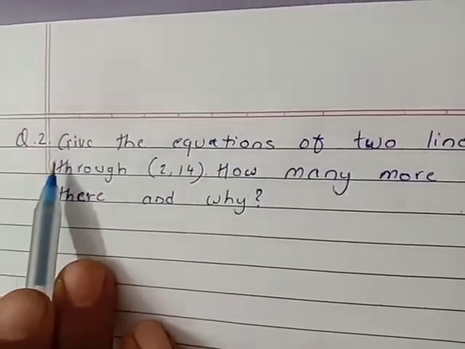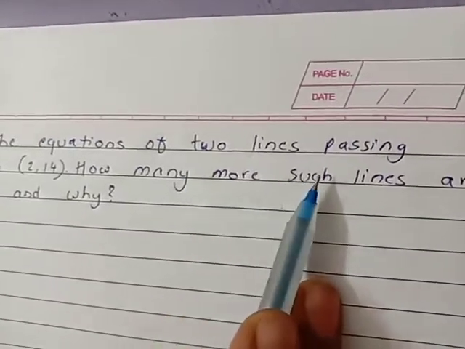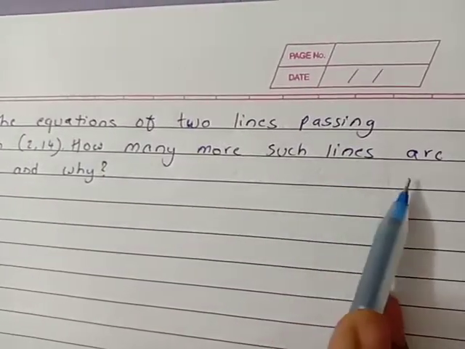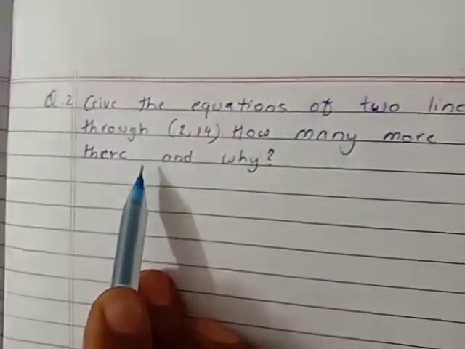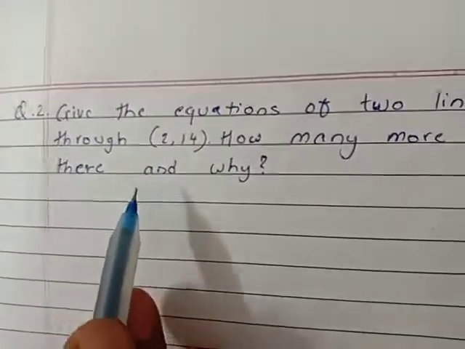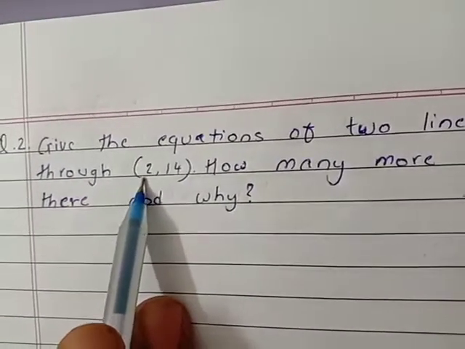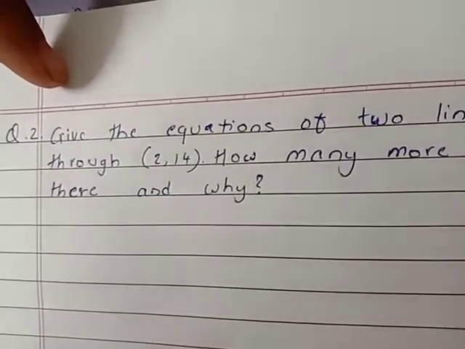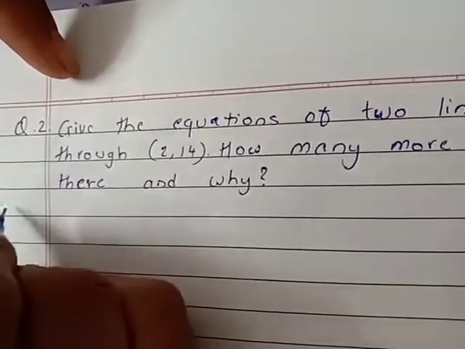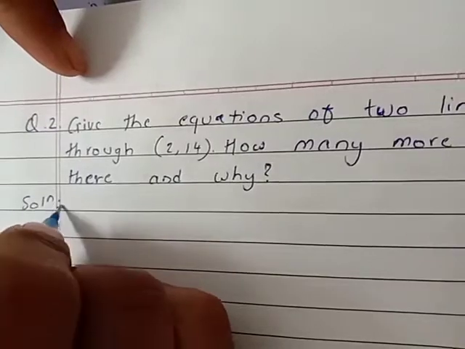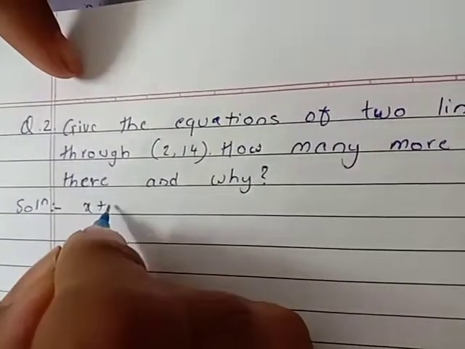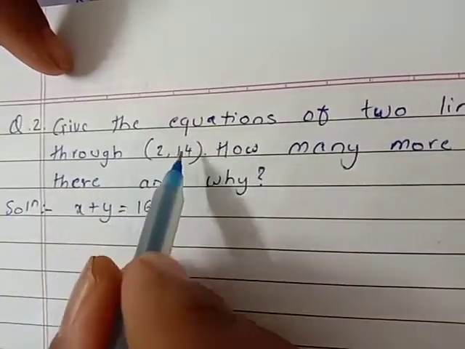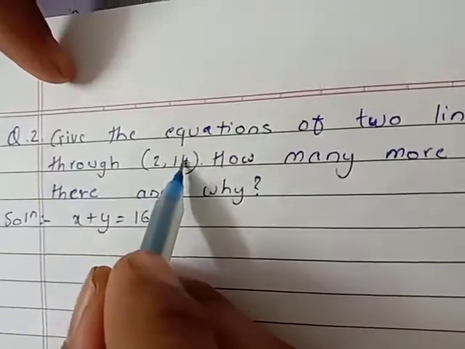Let's solve question 2. Give the equation of two lines passing through 2 comma 14. How many more such lines are there and why? We have to give reasons. Now we have been given the point x as 2 and y as 14. So what will be the equation? We will have to find the equation. So the equation can be written as x plus y equal to 16. If you put x as 2 and y as 14, we will get 16. 14 plus 2 is 16.